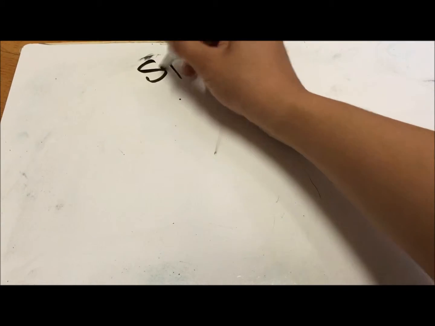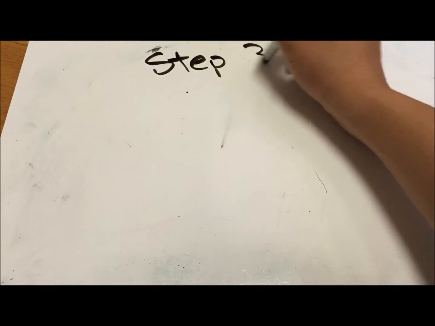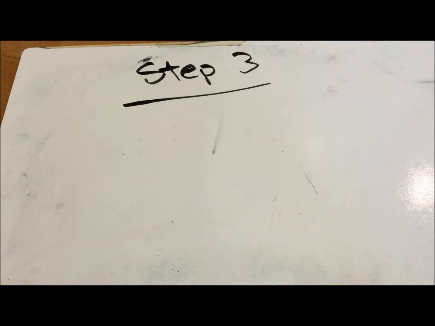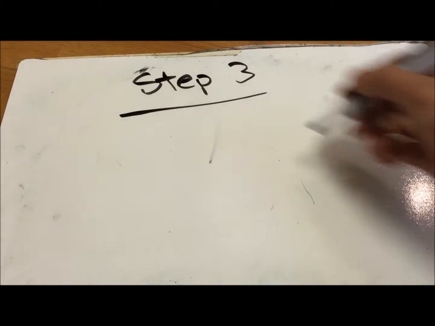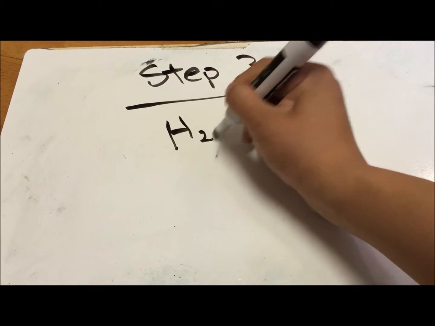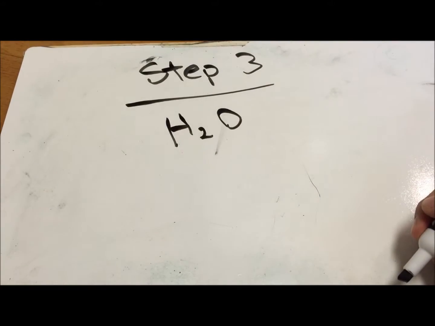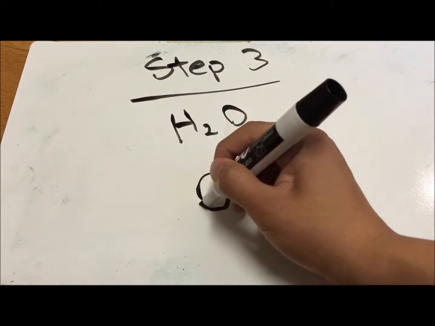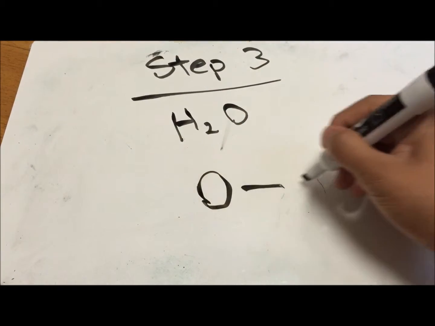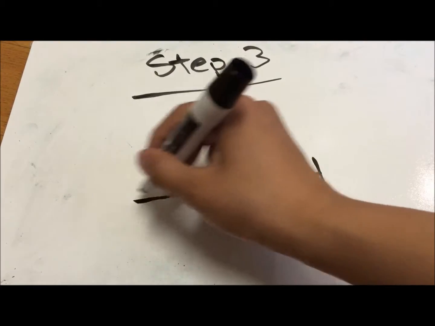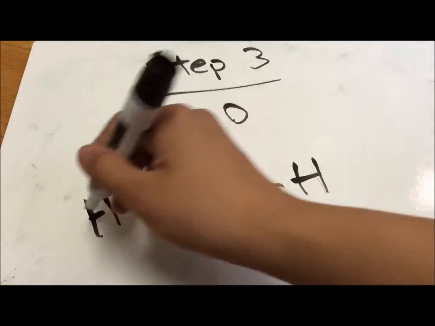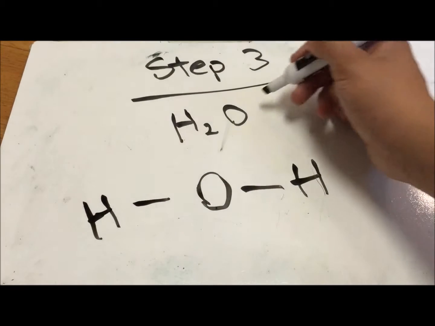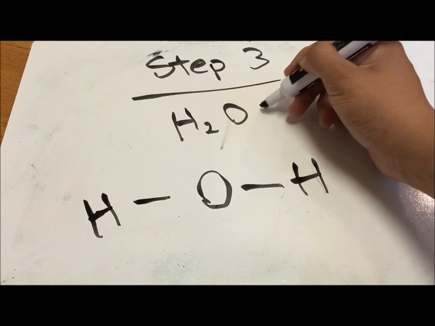So now, we're going to go into step 3, actually drawing the Lewis structure. Let's start off with H2O. We already determined that oxygen will be the central atom, so we're going to draw that in the middle. Next, you want to just draw single bonds to the other 2 atoms, which are hydrogen.